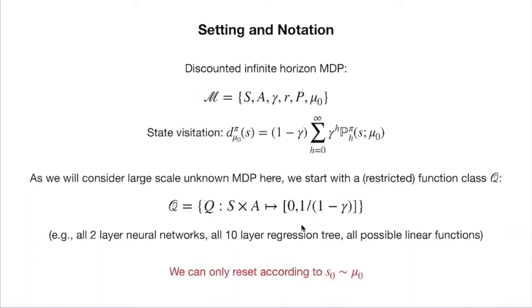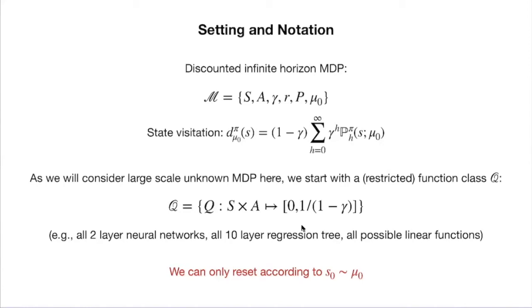Right, so we're gonna relax the generative assumption. Here we're only gonna assume that we can reset from a state that is sampled from the initial state distribution, right? So we play a game, we either lose or win, but we can reset the next game from the initial state configuration, and the S0 is sampled from this mu0. This is a much weaker assumption than the previous generative assumption, right?